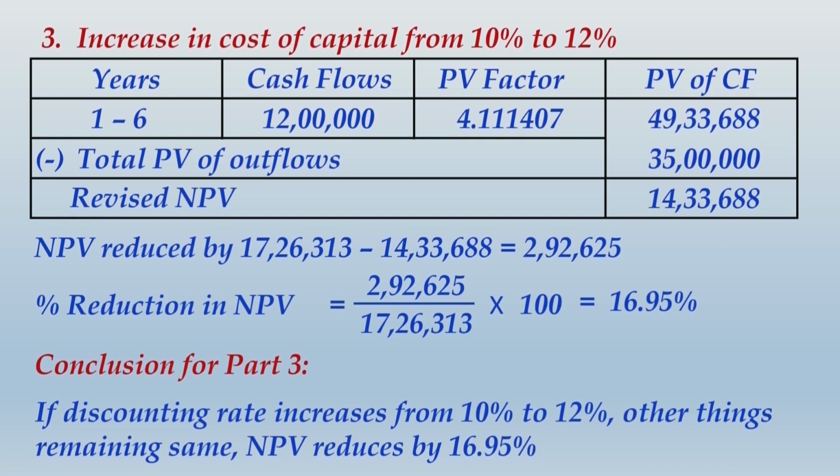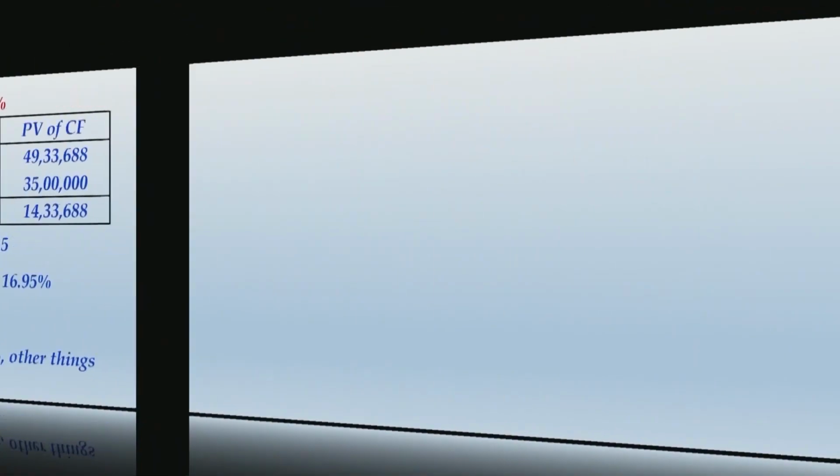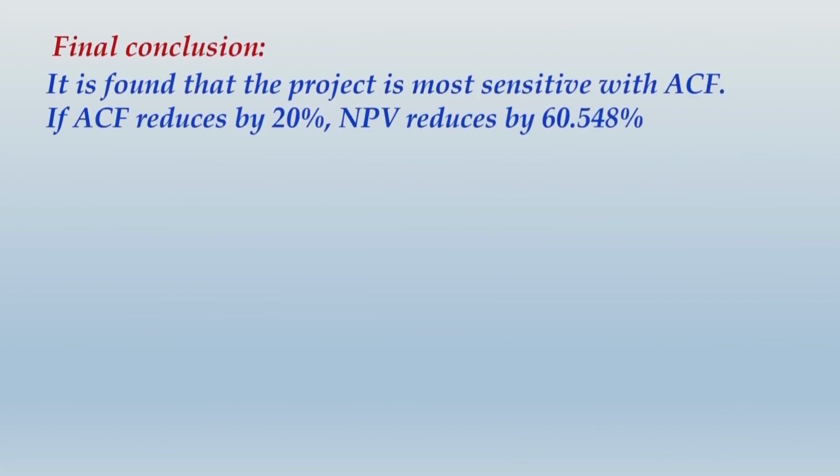Alright friends, after writing this whole thing, let us move ahead and check what will be the final conclusion. The final conclusion you can write as, it is found that the project is most sensitive with annual cash flows. If annual cash flows reduce by 20%, NPV reduces by 60.548%. Quickly write up this concluding line and then we move ahead. Alright friends, I am sure you have finished writing this conclusion.